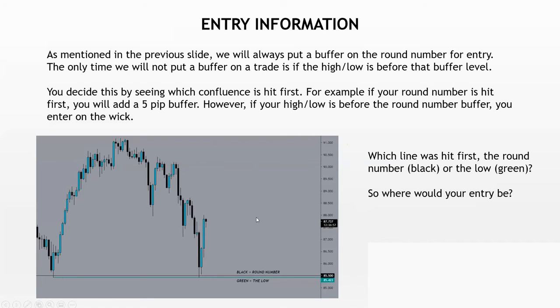So guys, what I want you to do in the chat is answer this question for me. If this round number, aka the black line, is the first place price is going to hit before the wick, are you going to put a buffer on the trade, or are you going to just enter on the wick? What do you think, guys?